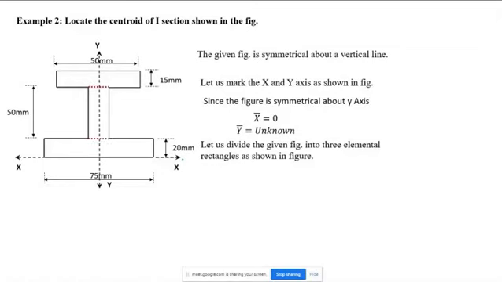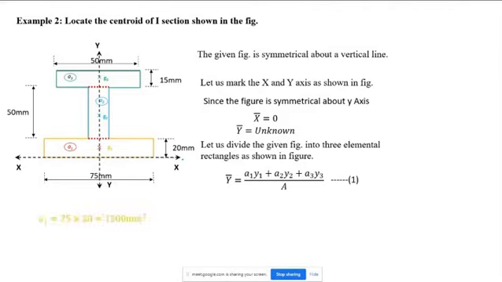So A1, A2, A3, right? And we need to calculate the y bar value only. Because there are three areas here, you will have a formula with three terms: A1 y1 plus A2 y2 plus A3 y3 divided by A.